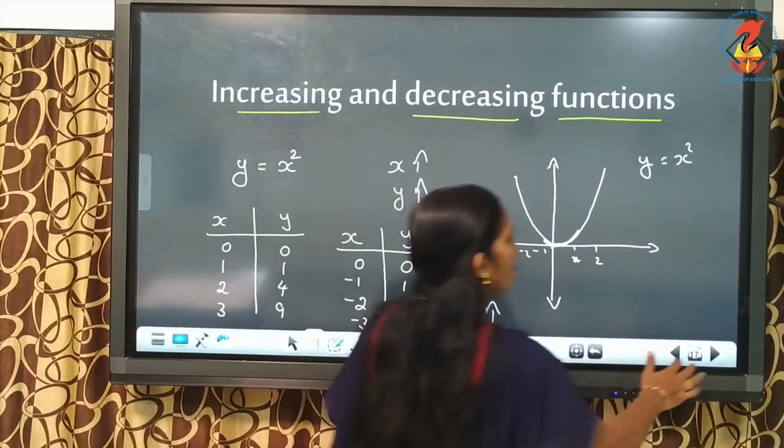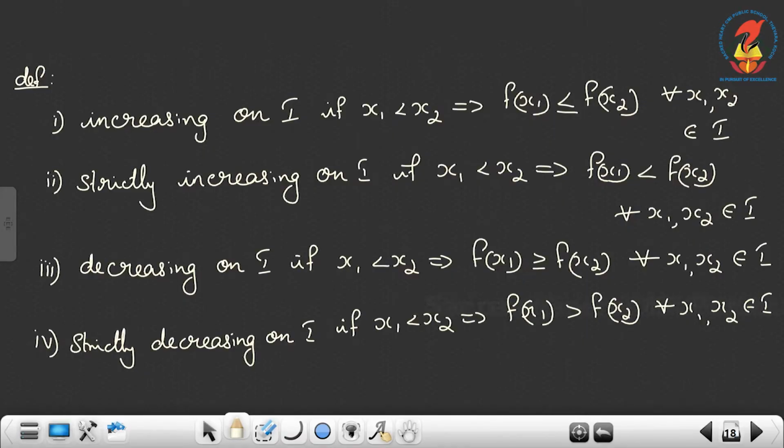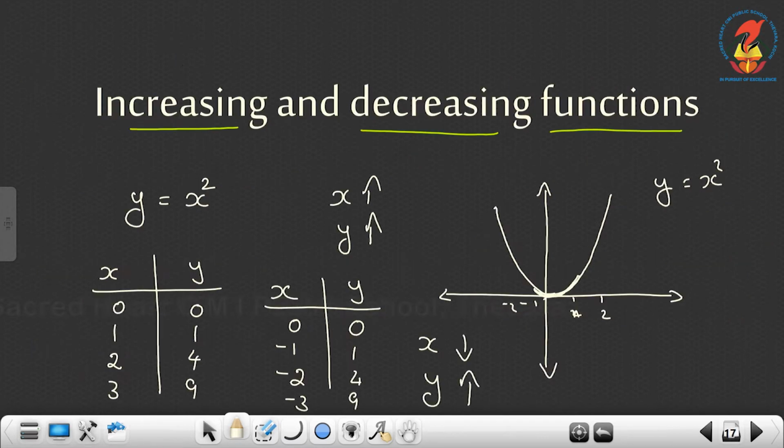So, what is the definition? So, look at the definition. Suppose I is an open interval in the domain of the real valued function. Here what is the domain of this function y is equal to x square? Domain means set of all x values. We can give any real number to this x, that is domain is equal to R.